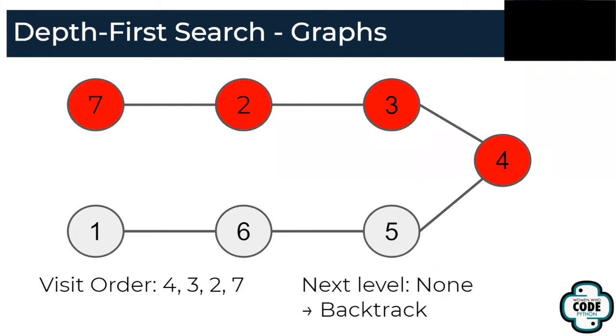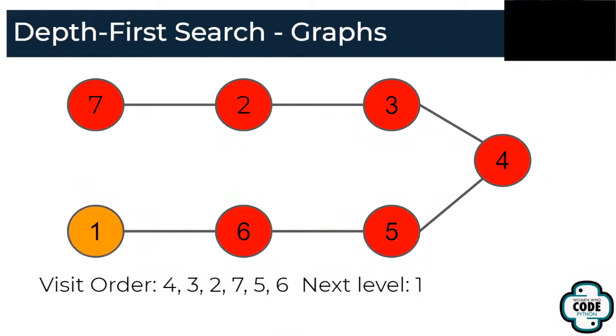And because we don't have any more adjacent vertices, we're going to backtrack and start at 5, because 5 hasn't been visited, but it is at the lowest level from 4. So we visit 5, and then the next level we have 6, and for the next level we have 1. And once we have visited all the nodes, we are done.